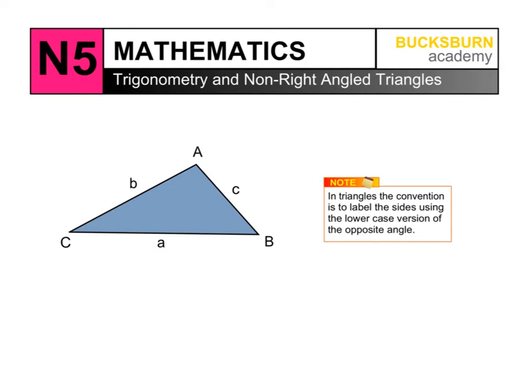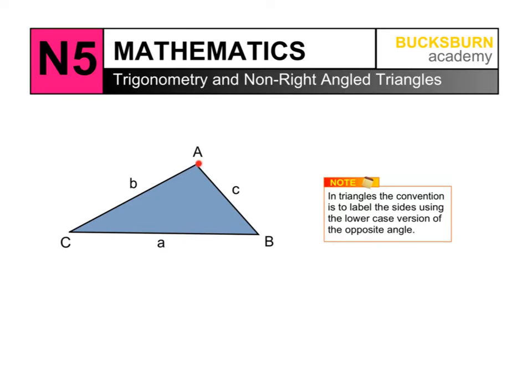Before we look at any of the rules associated with non-right-angled triangles, we need to learn some conventions. A convention is just a way of doing things. In triangles, the convention is to label sides using a lowercase version of the opposite angle. We should be familiar with points on a diagram being labelled with capitals. So this vertex is A, this point here is B, and this point here is C, and they've all been labelled with capitals.